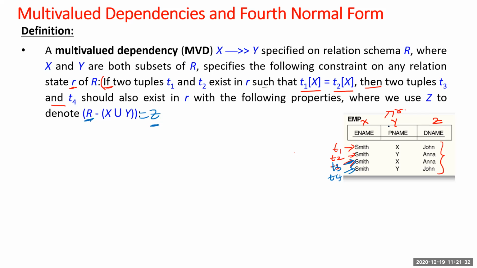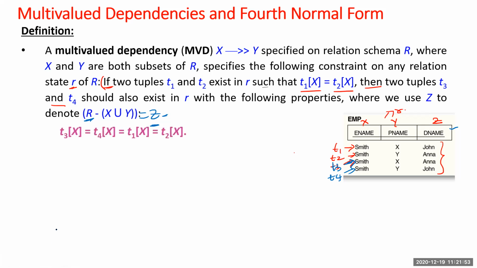What is X union Y? E name and P name is my X union Y. If I subtract this from R, whatever remaining attribute I have, that is my Z. Correct? D name is remaining. That should be my Z. The remaining complete attribute should be the Z. So that is my Z.